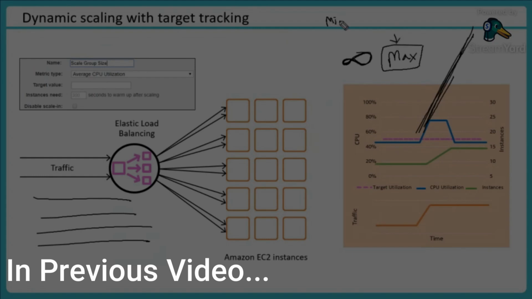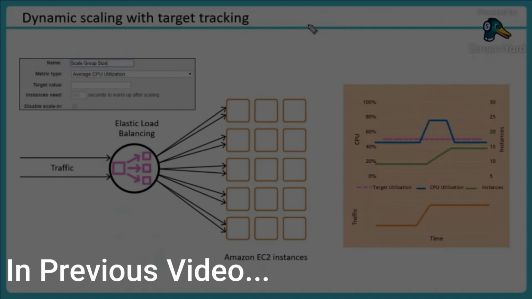And minimum, come what may, I always want to keep 2 running. Whether somebody is using it or not doesn't matter, but I'd never want to go below 2. So that is minimum and maximum, right? Hopefully this is clear. So maximum is always required. You cannot create an auto scaling group without minimum and maximum.